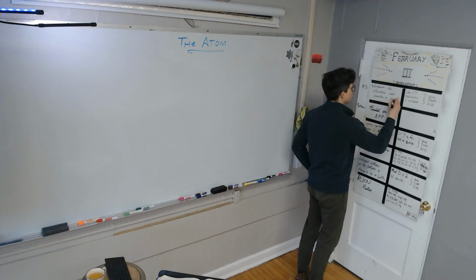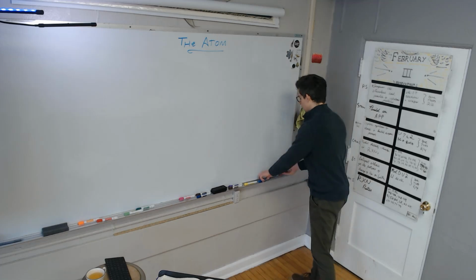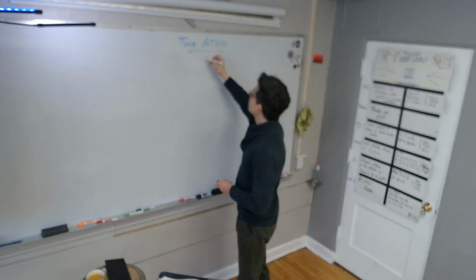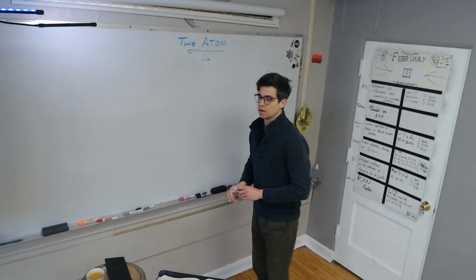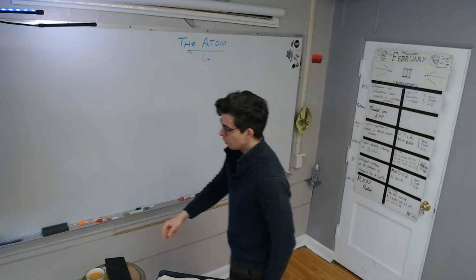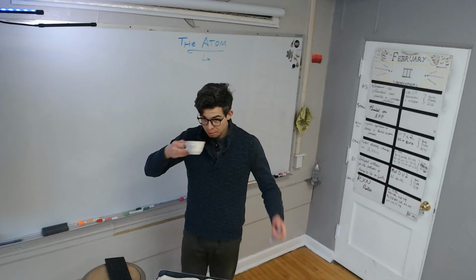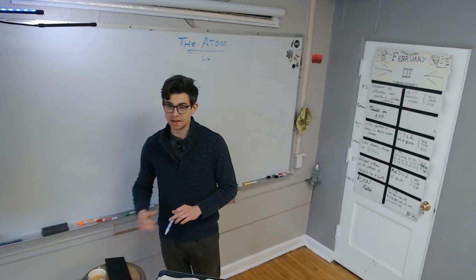Subatomic particles. You know what a particle is, but what's subatomic mean? Yeah, the components of an atom. So let's talk about what an atom is, and then we'll talk about the components, the subatomic particles. What is an atom? Okay, the smallest what? The smallest thing in the universe?